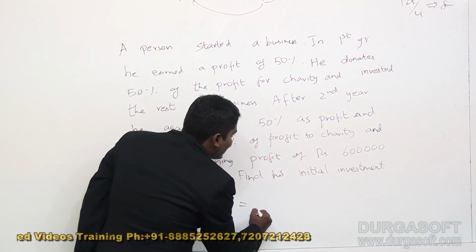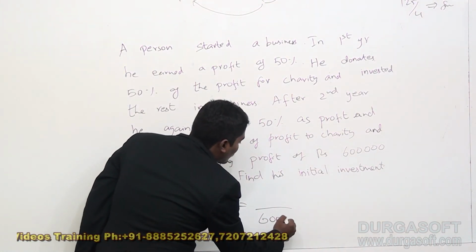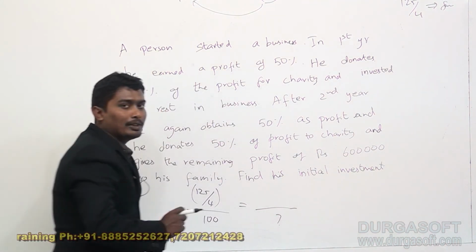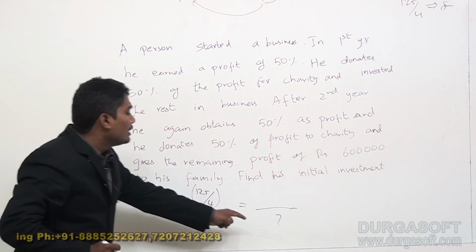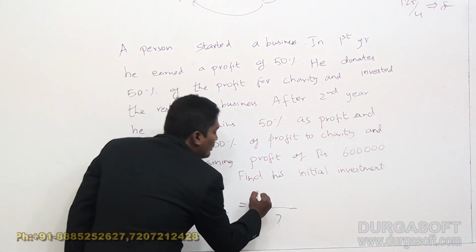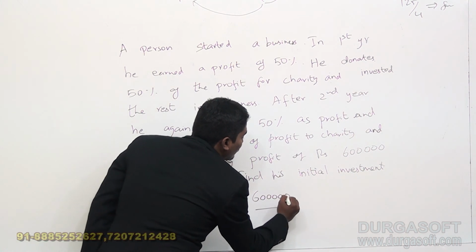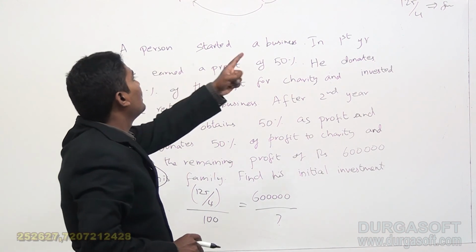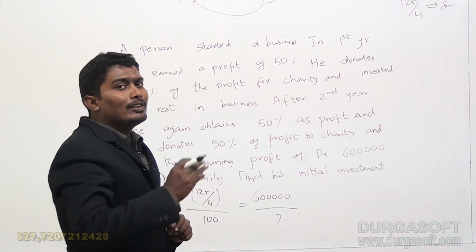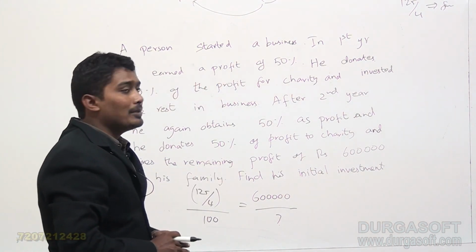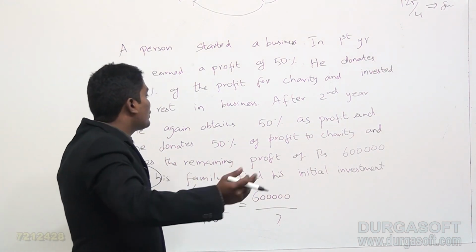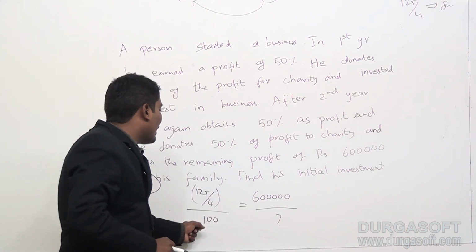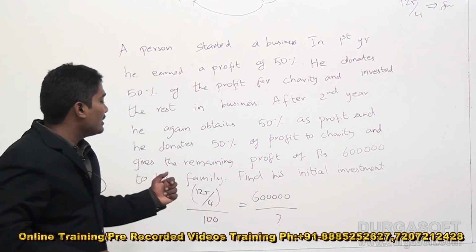Then for 6 lakh rupees, for how much investment? I don't know how much the investment is. For how much investment will he have to give 6 lakh rupees to his family? So this is the question. For 100 rupees investment, he gives 125 divided by 4 to the family, that is, 50% of the second year's profit. So 6 lakh rupees he is giving to the family means, how much should his investment have been? This is the question.